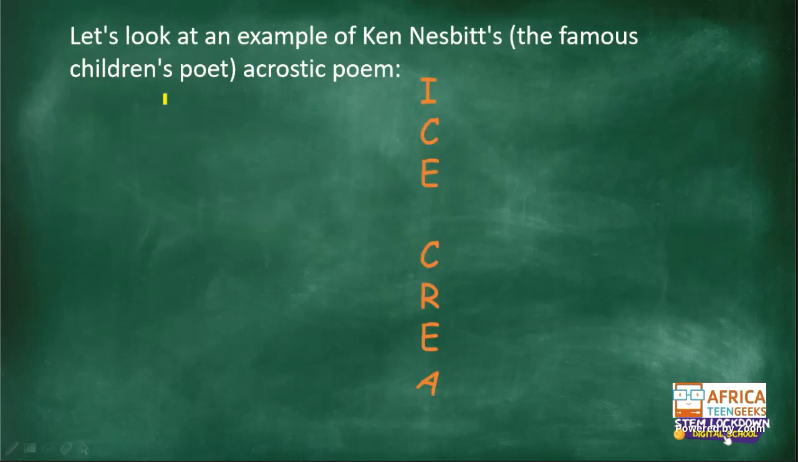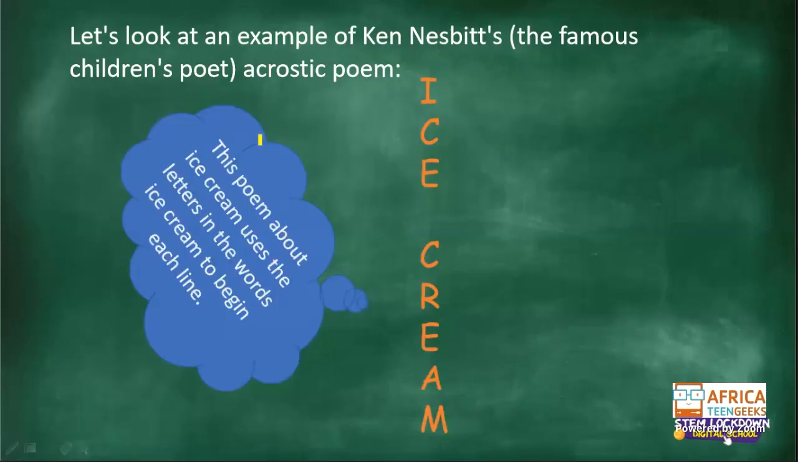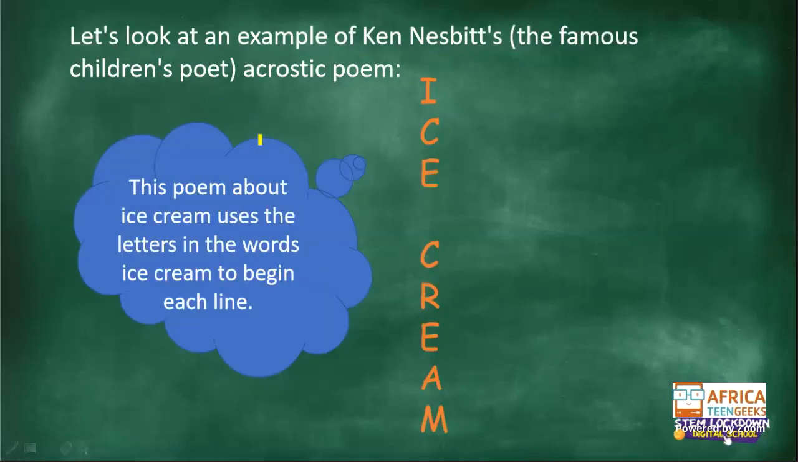So this poem about ice cream uses the letters in the words ice cream to begin each line. So now Ken thought about words that he can fill in, or phrases or sentences to make a poem from these words. In his first line, he chose, I love every flavor. So in his poem, he decided to write about all the different flavors of ice cream that he likes. And you are going to see just how easy that is right now.